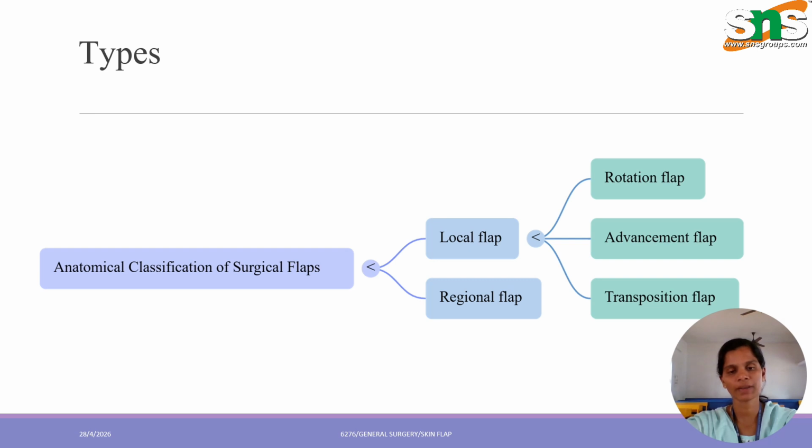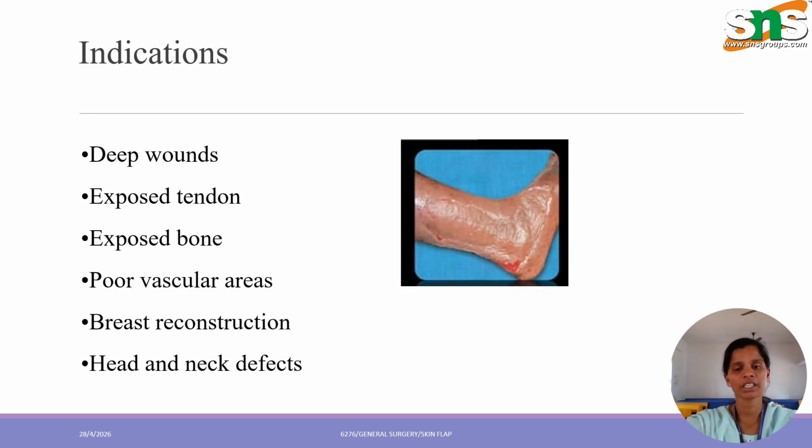Again, the types: it is classified into several types based on the anatomical classification. It is local flap and regional flap. The local flap is again categorized into three types: rotational flap, advancement flap, and transposition flap.